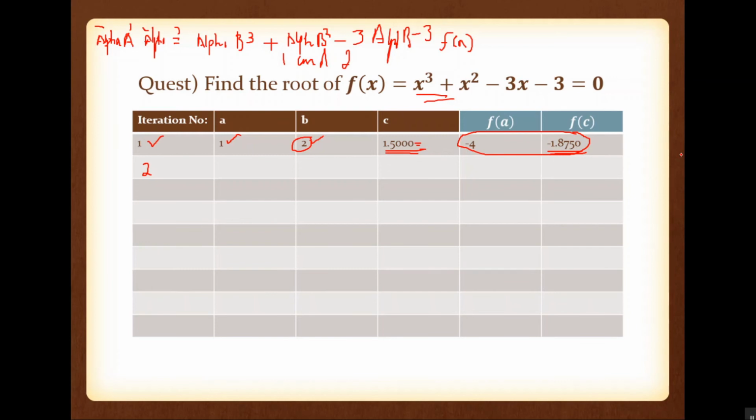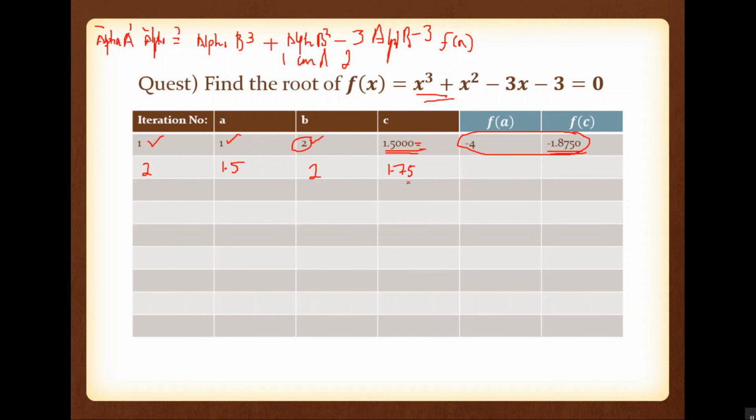So if it is not less than 0, what do we have to replace? A. If it is less than 0, we have to replace b. But here it is not less than 0, so we have to replace a with c, meaning now a is 1.5. There is no need to replace b, so b is 2. Now what is the new c value? New c is a plus b divided by 2, that is 1.5 plus 2 divided by 2. It's the midpoint, there is no need to use a calculator. The midpoint is 1.75.